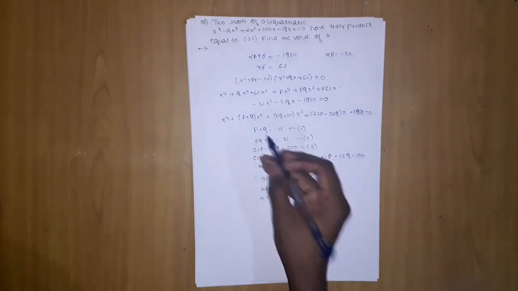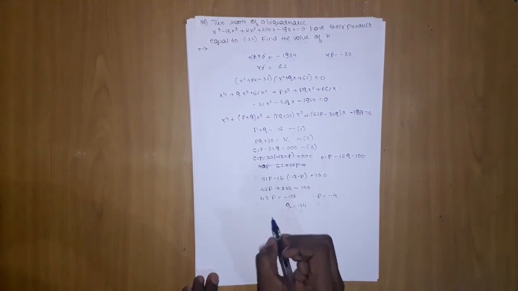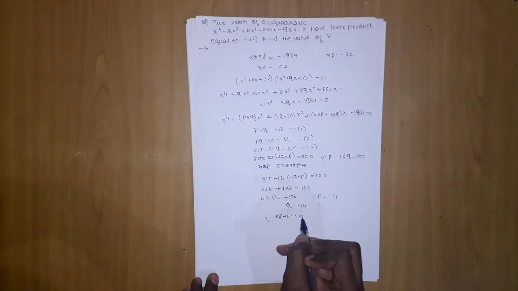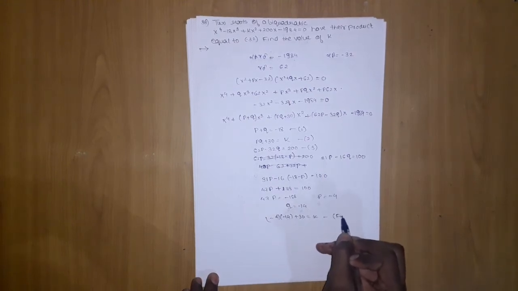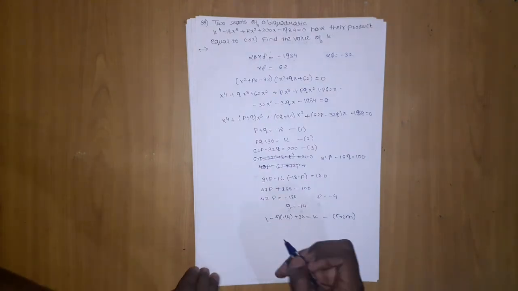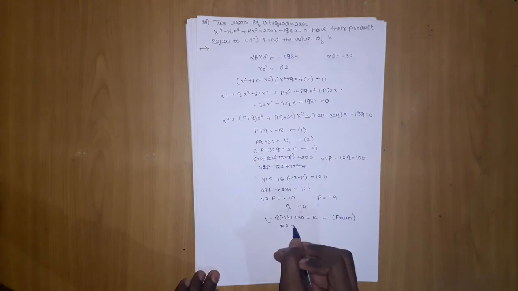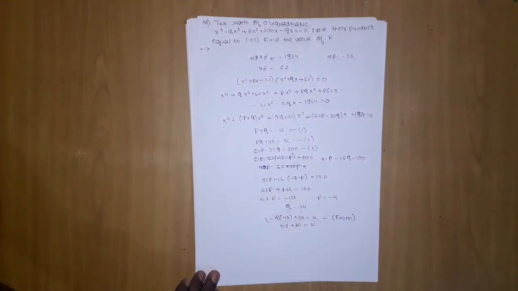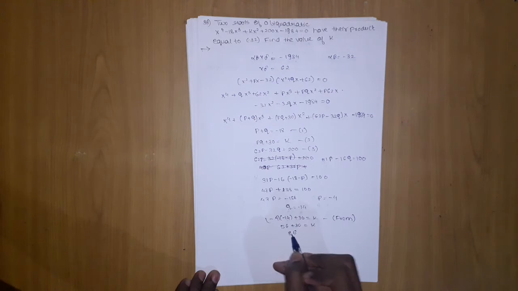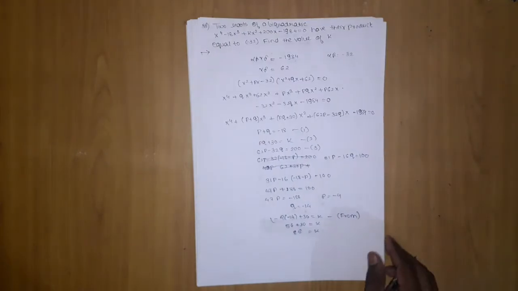If we put p equals minus 4 here, we will get q equals minus 14. So for p into q, you can just put the values, that is minus 4 into minus 14 plus 30 should be equal to k from 2, and get the k value. 56 plus 30 equals k, which will be 86. K will be 86. Okay guys, so we are done with question number 33. Let's move on.